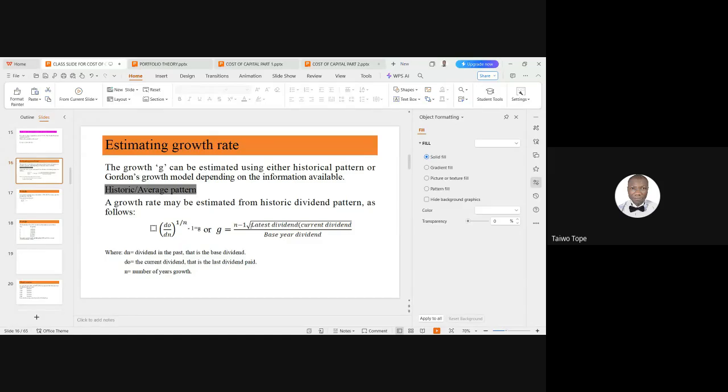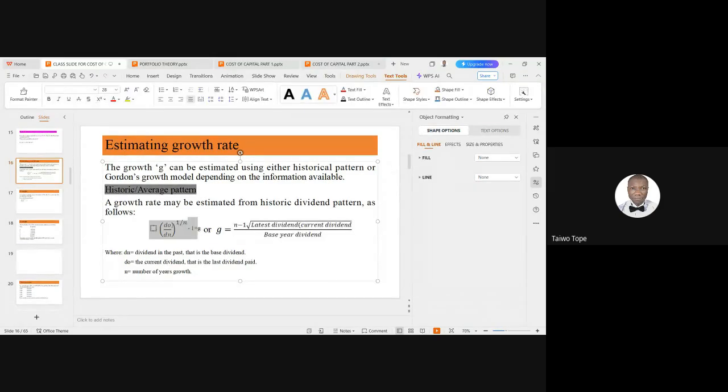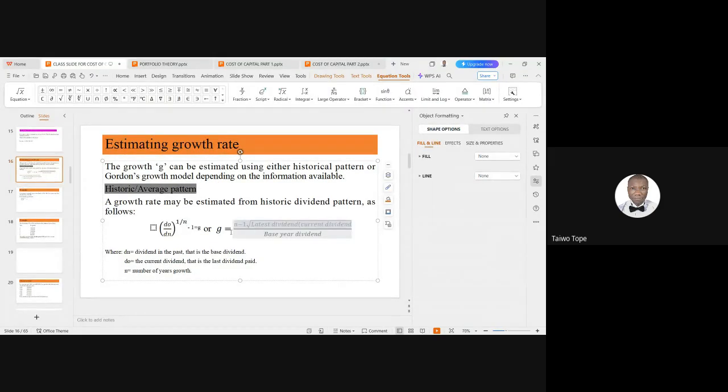You can either use this, having the roots, and you should arrive at the same result. So you can have this likewise, where the exponent is n minus 1. Take note. When you are using this approach, n minus 1, the latest dividend, that is the current dividend, is divided by the base year dividend. So when you are asked to determine the growth rate, you use either this formula or this formula. We have another one, which is the Gordon's approach.